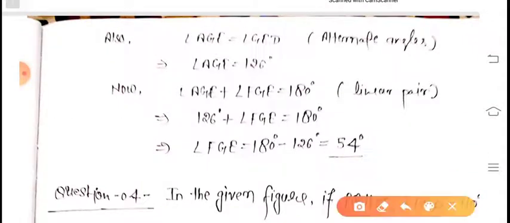Also angle AGE equal to angle GED, because alternate angles, as we told. Therefore angle AGE equal to 126 degrees. And now, as we told, it is a linear pair: angle AGE plus angle FGE equal to 180. So angle AGE is 126 and angle AGE plus angle FGE is equal to 180, and after subtraction we get 180 minus 126 equal to 54 degrees.